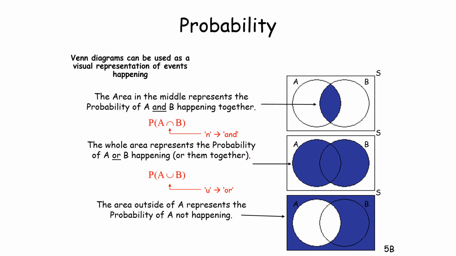In this one, we've shaded everything except for A. So the area outside of A represents the probability of A not happening. If we want to draw a diagram of not A, this is what we would shade in, something like this.